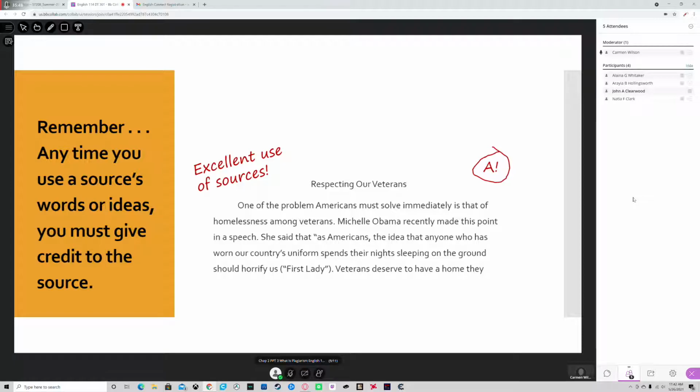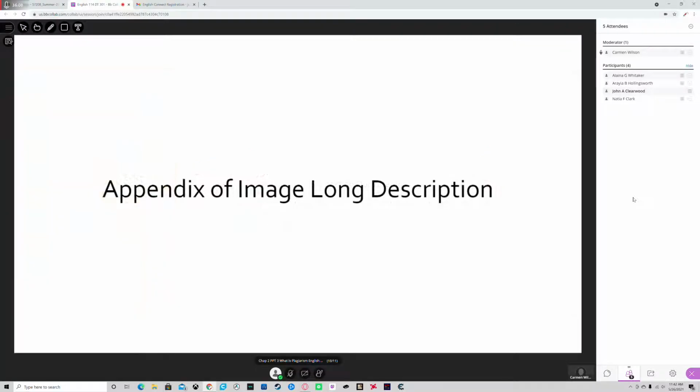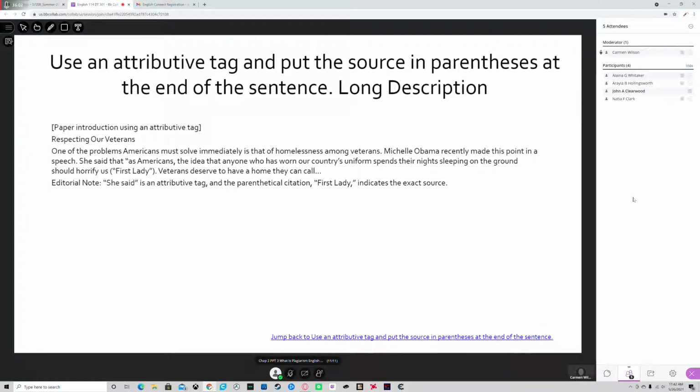Then again, it says, anytime you use a source's words or ideas, give credit. That's the bottom line. And that's what that is about. So again, this is just a review.